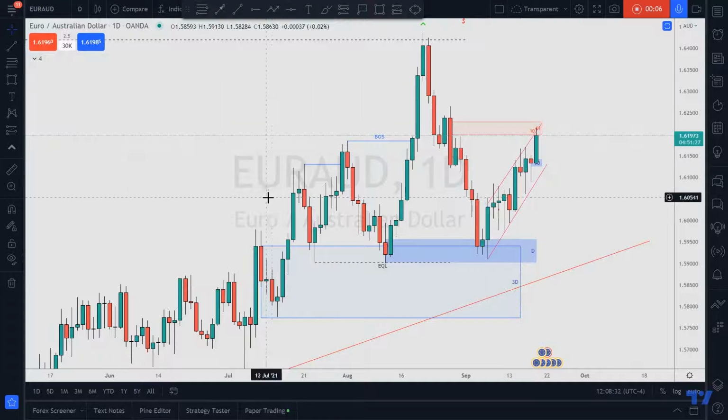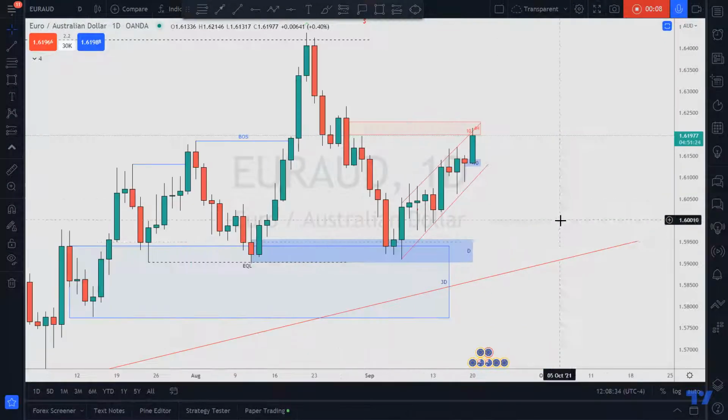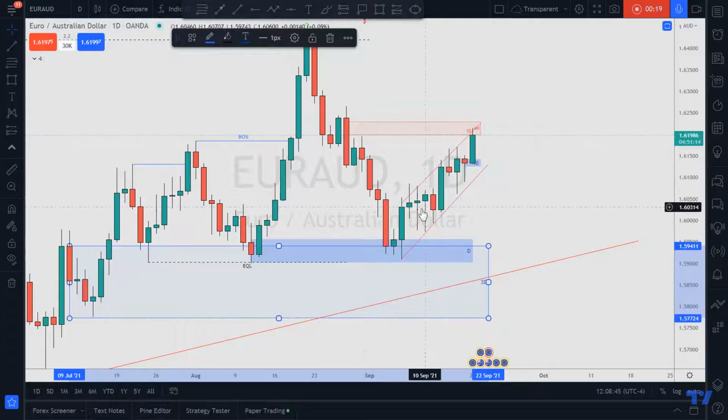Check it out. We got Euro Aussie, right? This is the daily. Look at how price came down to this daily order block, which is sitting on top of a 3-day order block, and reacted bullishly, creating bullish engulfers, which are order blocks, along the way and respecting them, right?